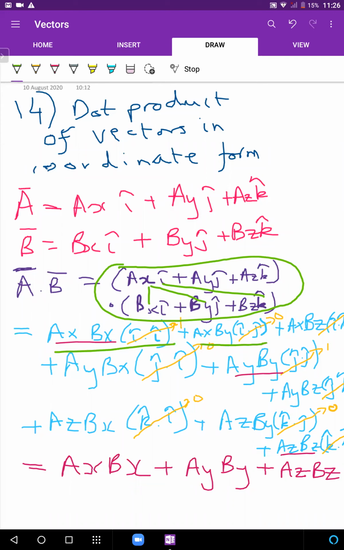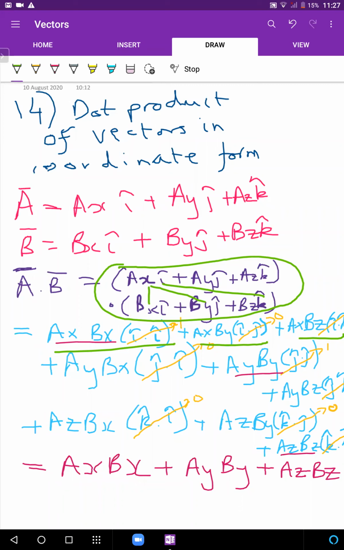ax into by I cap dot j cap ऐसा term आएगा. ax into bz I cap dot k cap ऐसा term आएगा. You can see if you really want to copy all of this or you just want to understand, I think it's up to you. But ax into bx I cap dot I cap आएगा, ax into by I dot j आएगा, ax into bz I dot k आएगा.